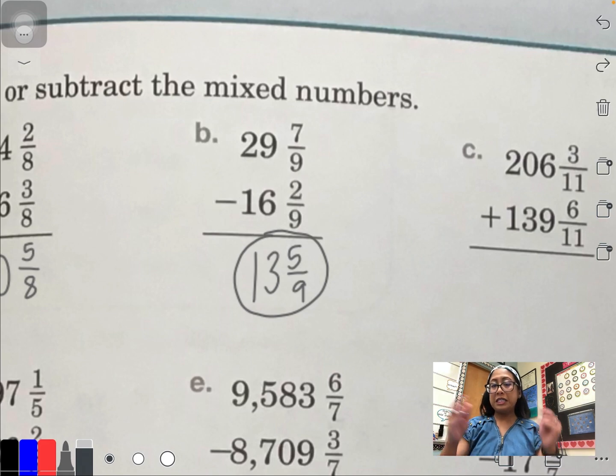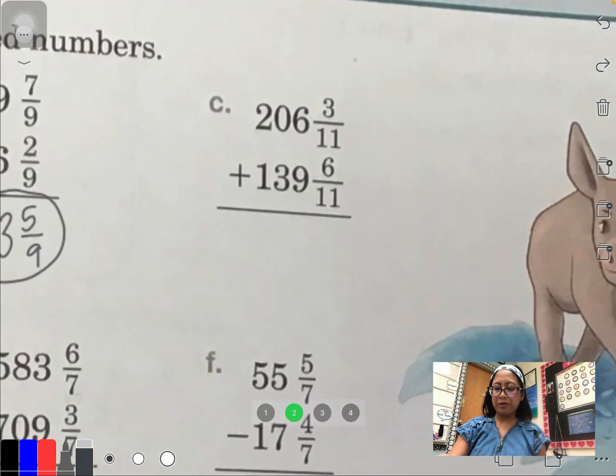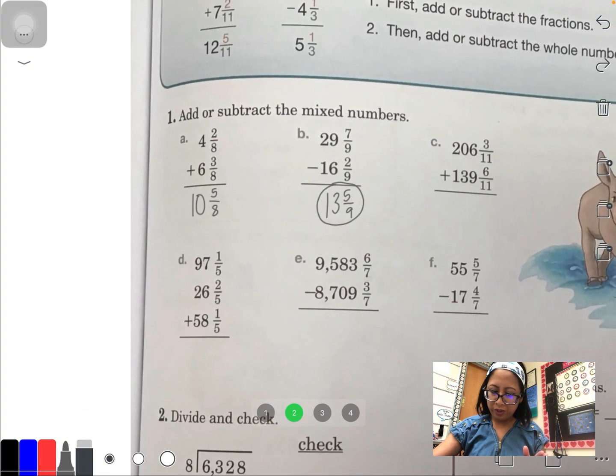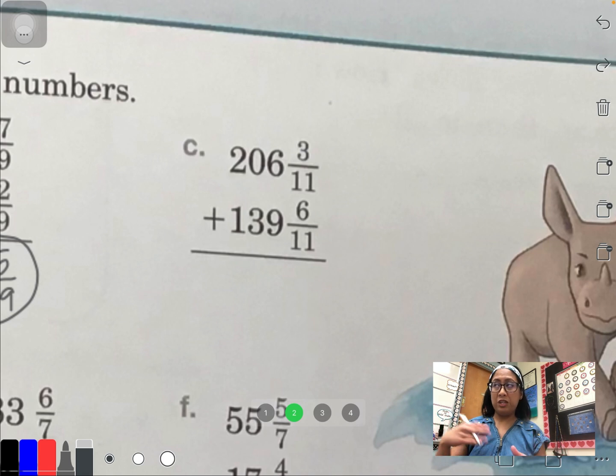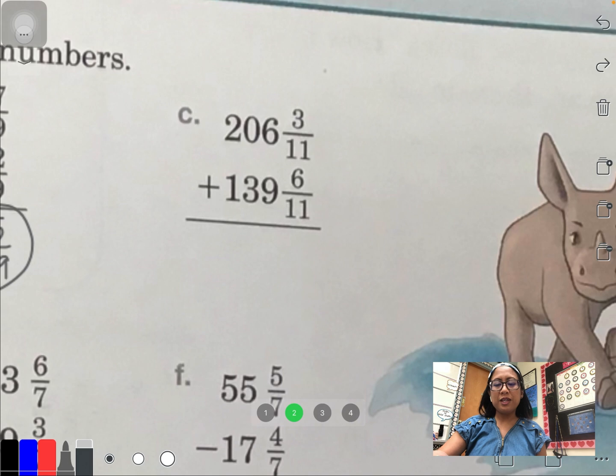Okay? So this next one is C. We'll just do C and then we'll do D, E, and F at our Zoom meeting. Or you can do D and F on your own because you probably think this is easy. So for C, again, look at the fraction sides.